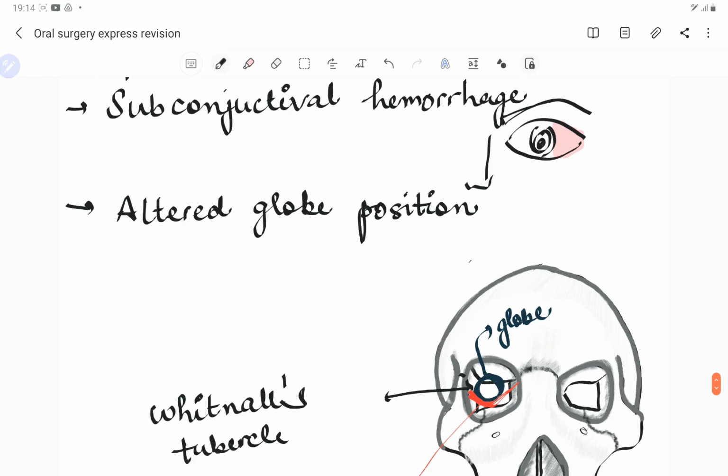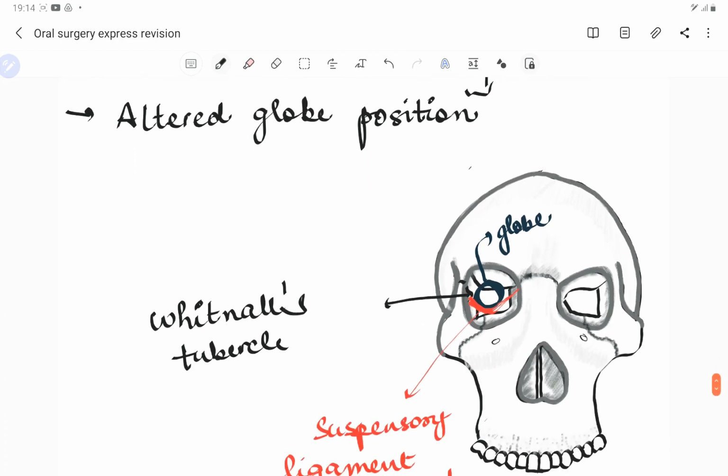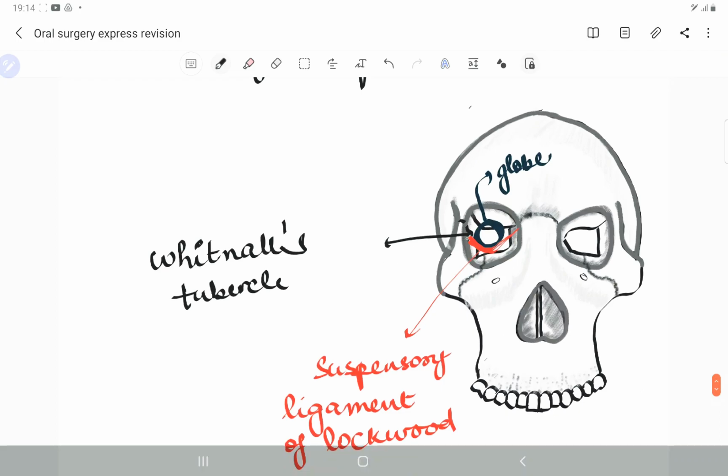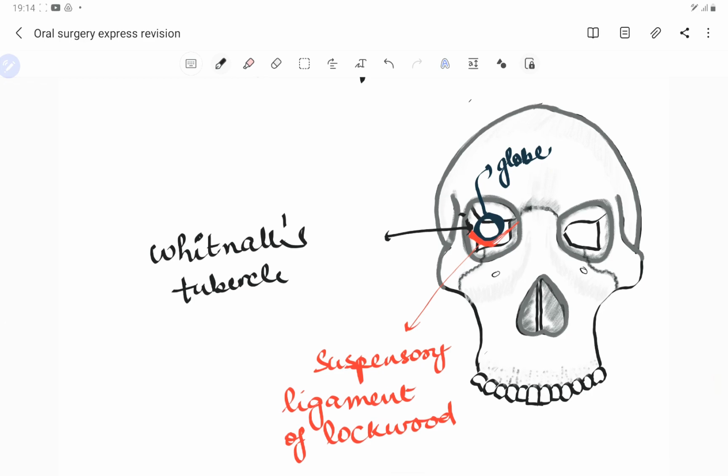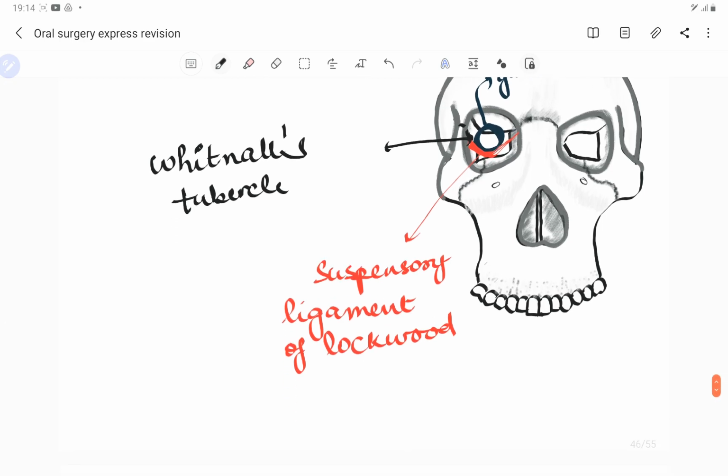So there is altered globe position because of the fracture to the suspensory ligament of Lockwood. And we have seen that Whitnall's tubercle is basically a bony tubercle, guys, and this one in red is the suspensory ligament of Lockwood, which sustains the position of the globe.